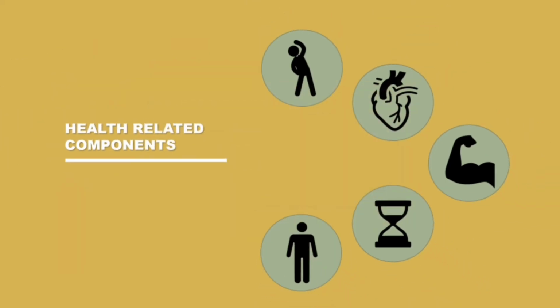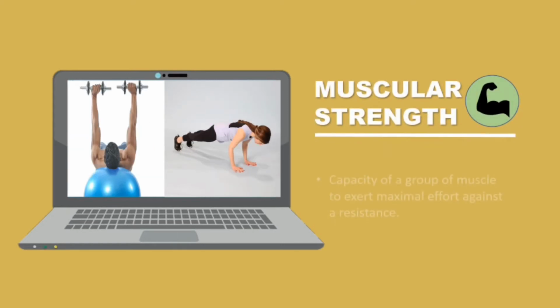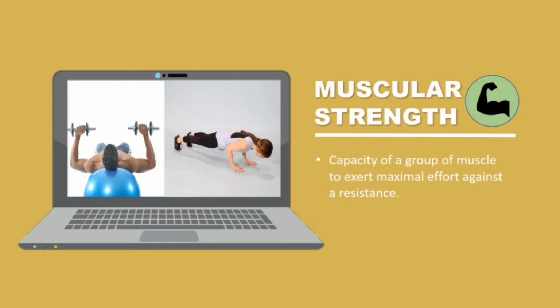So the third component of health-related fitness is what we call muscular strength. Muscular strength is the maximum amount of force a muscle can produce in a single effort, or how much you can lift in one attempt. Performing exercises that use your own body weight, free weights, or weights on a machine are excellent ways to develop muscle strength.